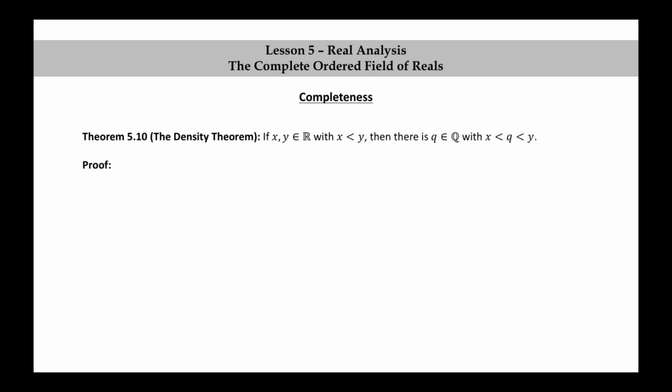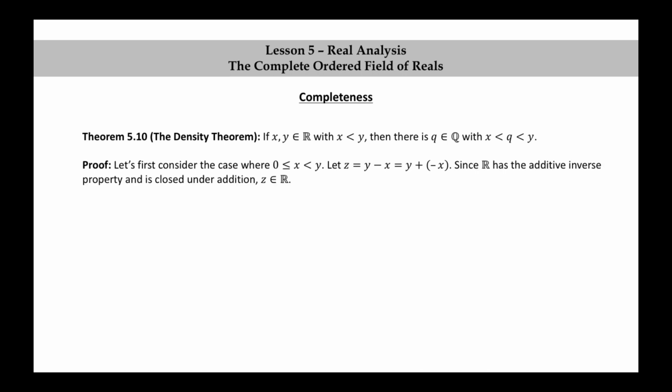Okay, let's go through the proof in detail. Let's first consider the case where 0 is less than or equal to x is less than y, and we'll let z equal y minus x. That's equal to y plus negative x. And since R has the additive inverse property and is closed under addition, z is a real number. Also, z is greater than 0 because x is less than y.